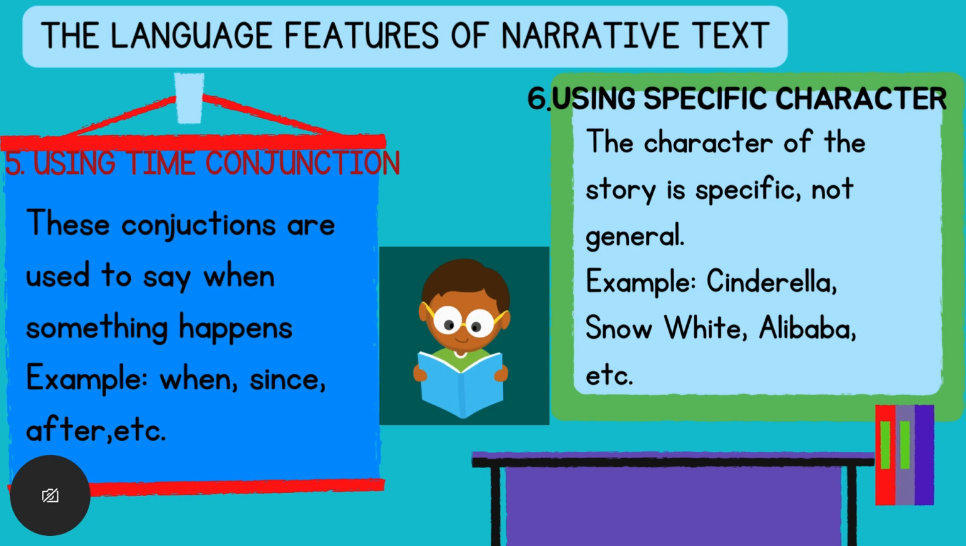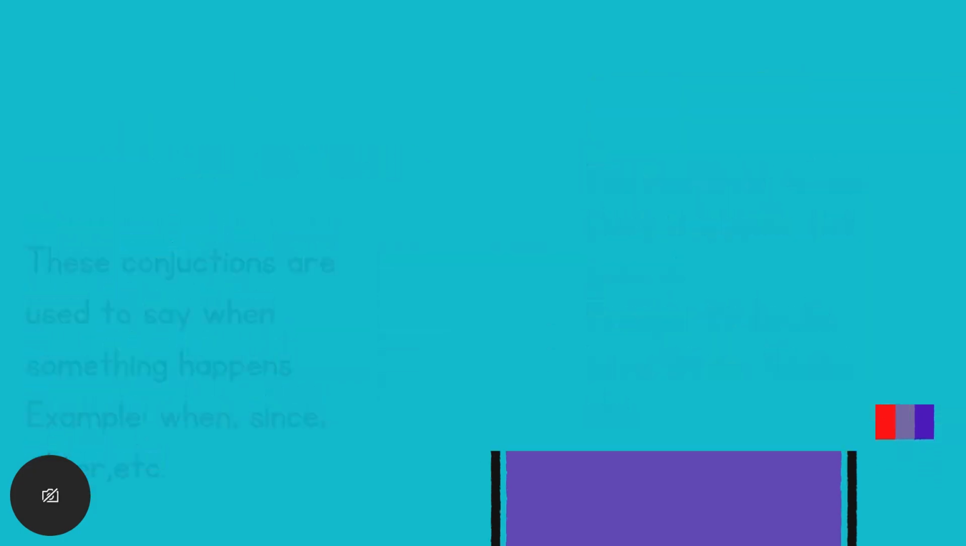The language features of narrative text. Number 5. Using time conjunction. These conjunctions are used to say when something happened. For example, when, since, after, etc. Number 6. Using specific character. The character of the story is specific, not general. For example, Cinderella, Snow White, Alibaba, etc.